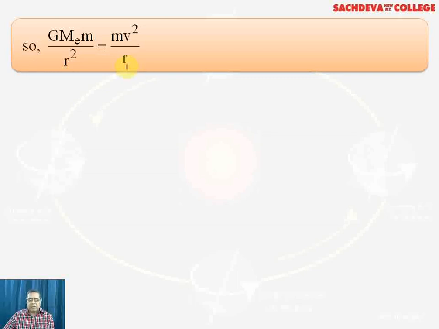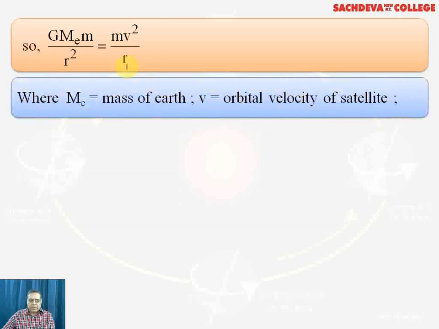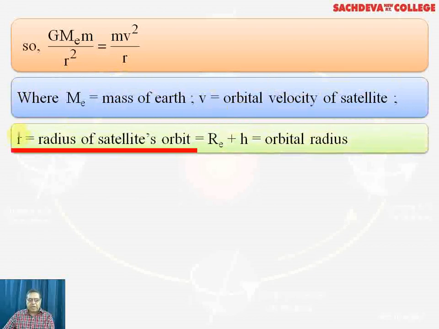If the distance is equal to the radius of Earth, then we take capital R instead of small r. Now, our assumptions are: Me is the mass of Earth, v is the orbital velocity of the satellite, r is the radius of the satellite's orbit. And if the satellite is at height h from the surface, then the total distance of the satellite from the center will be Re plus h, and that is the orbital radius. Re stands for the radius of Earth.